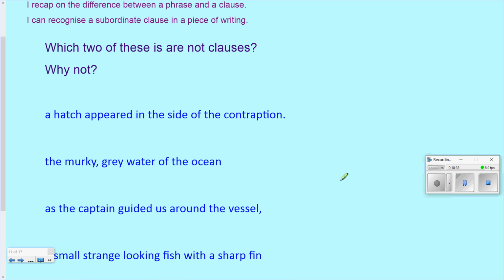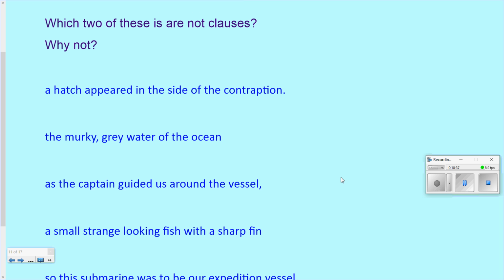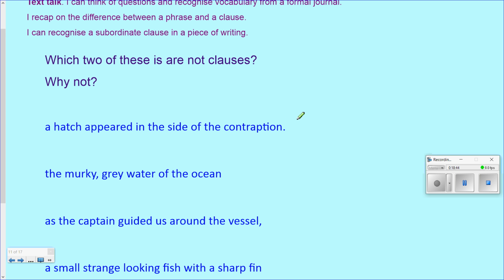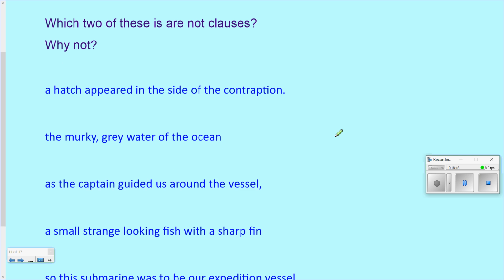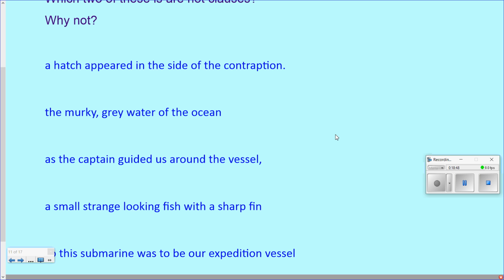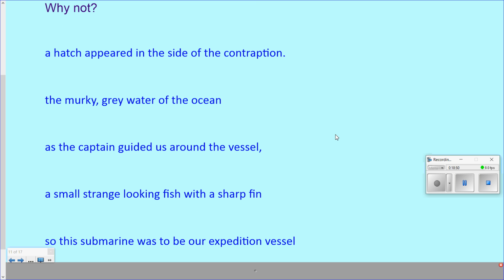Right, let's continue. Here we have got some groups of words. They're either clauses or phrases. I want you to read each in turn. And which two of these are not clauses? Press pause on your video, have a look and see if you can identify the phrases and the clauses.